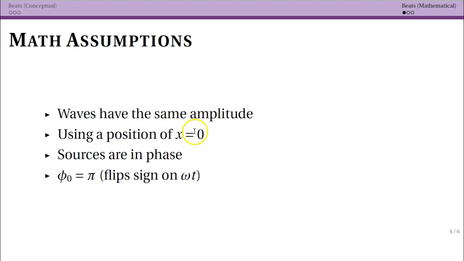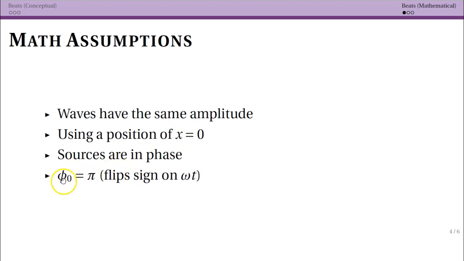We're going to be using a position of x equals 0. This doesn't really matter. We just need some position to think about what the amplitude there is, what's happening in time. And we might as well use x equals 0, so it simplifies the math. We're going to assume that our sources are in phase. Now, again, when I say this, I mean that the phase constant in the equation is the same, because they don't stay perfectly in overall phase because they have different frequencies.